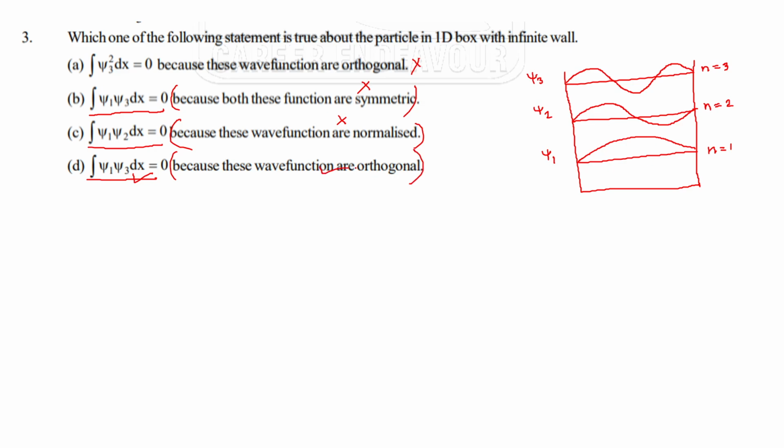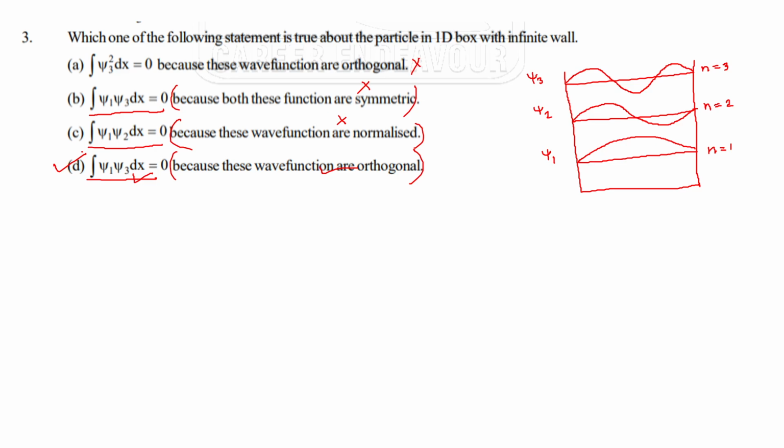So both things have to be true to be a correct statement, right? So this is correct. Did you get the idea of what I'm trying to say? So psi 1, psi 2 and psi 3 are individually normalized, right? The integration of psi 1 square, psi 2 square, psi 3 square all over the space is going to be 1. But when you multiply psi 1 and psi 3 and take the integration all over the space, it will be 0 because psi 1 and psi 3 are orthogonal. That is a property of this 1D box.